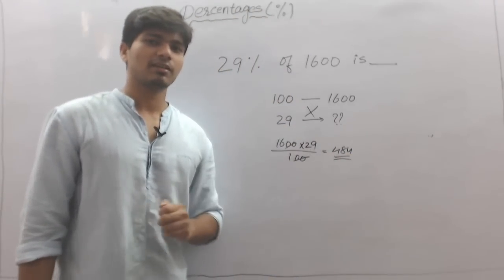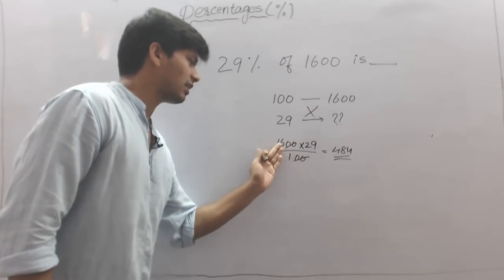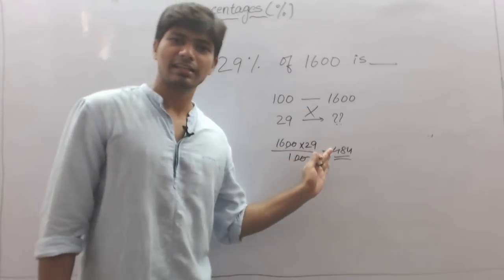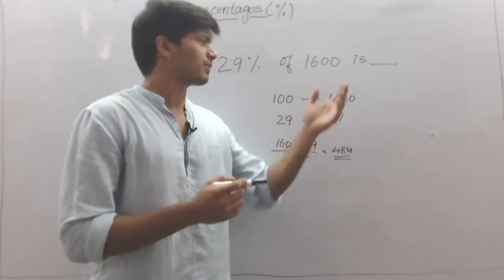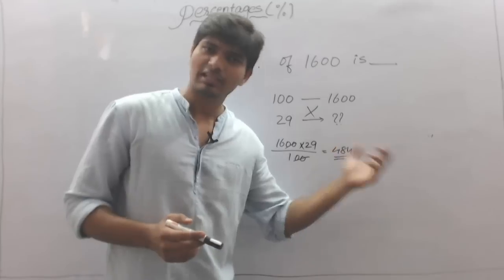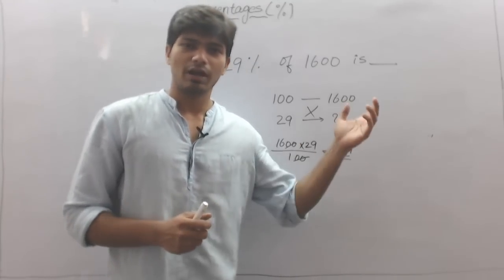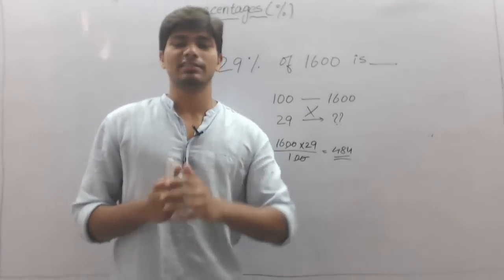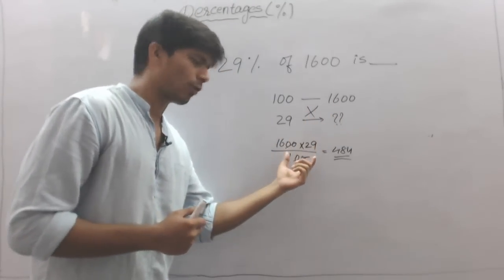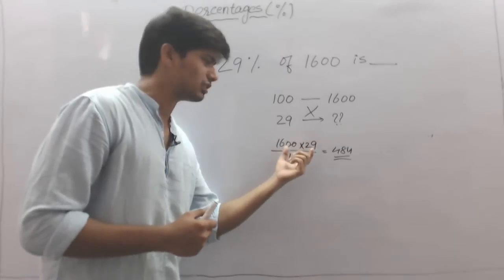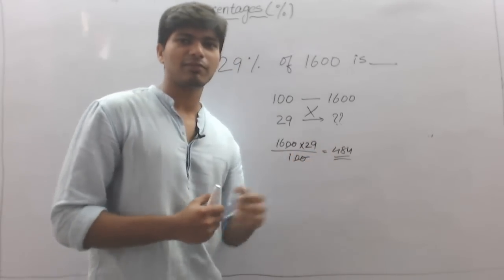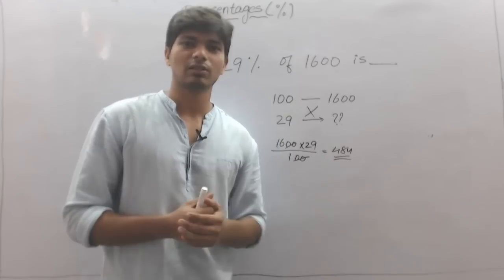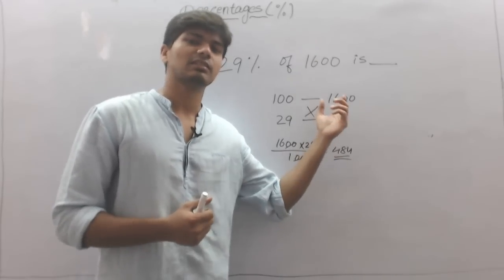So this is the way. But the calculation of 16 into 29 is risky, that means it consumes your time. Why? Because in a competitive examination, let's take the SSC examination, you have to solve the problem in less than 30 seconds. If you consume time in making this silly calculation, your time will be lost and you are left with no time. So there is some other way.